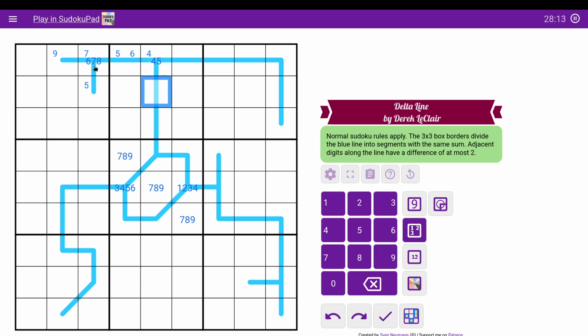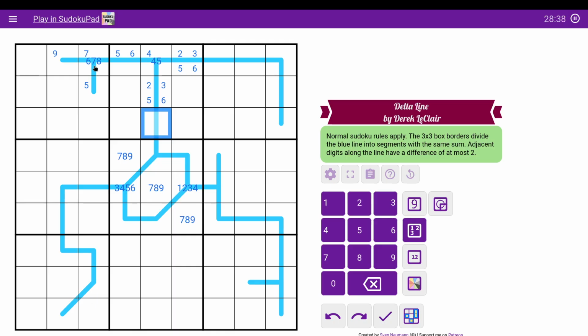4. This has to be 2, 3, 5, or 6. If we add up 2, 3, 4, 5, and 6, we get 20. We want 21. So this must be 1 more than whichever number is missing.